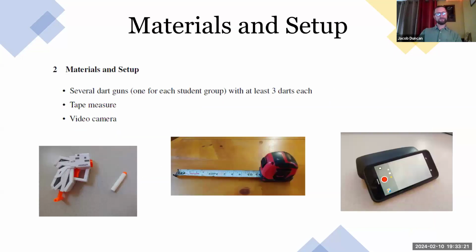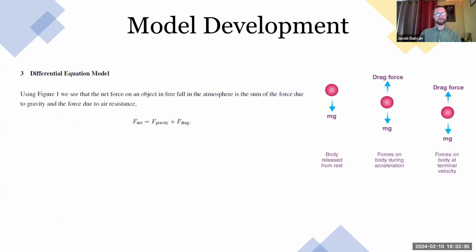So, you don't need much. You need dart guns, but these things are like $2, so pretty cheap dart guns. Tape measure and video camera. Of course, everybody has that capability on your cell phone, so that's not too much to ask. Students get to use their phones in class.